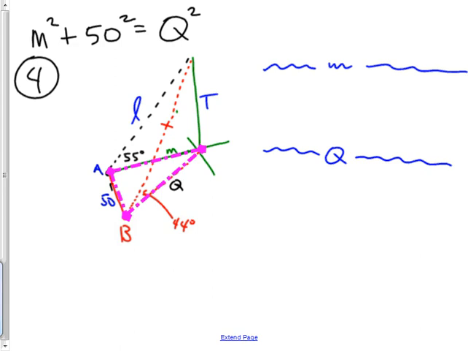The only equation that we started with was one of the students knew that it was Pythagorean theorem would say that m squared plus 50 squared is equal to q squared. And that was because this pink triangle right there, those are the sides of it, m and 50 and q. Okay? And then I challenged the students to write me an equation that has m in it, and an equation that has q in it.